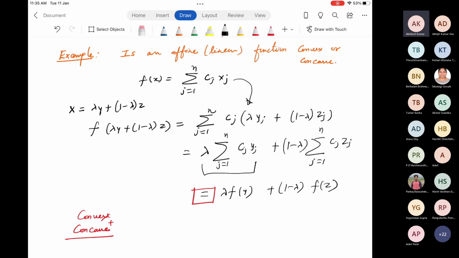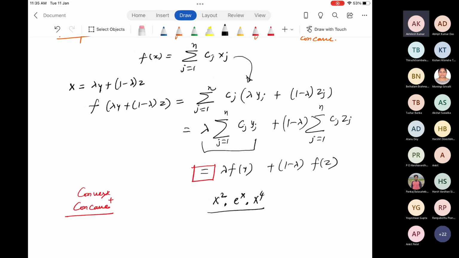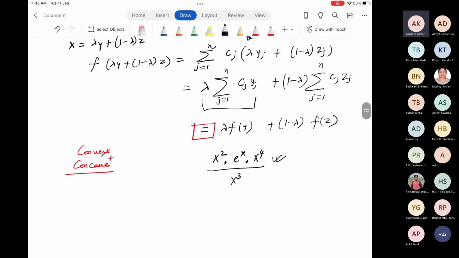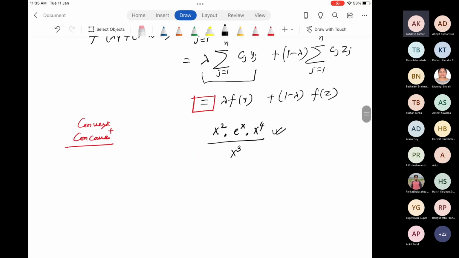Okay, thank you. So some of the examples you already know: x square, e to the power x, x to the power 4. These are some examples, or x to the power alpha, not necessarily depending on alpha. So these are some examples of convex functions. What about x cube? Is x cube a convex function? No, sir. You will see that there is both a convex and a concave part if you try to do it.